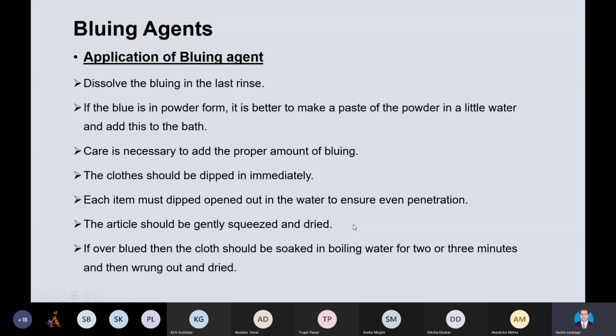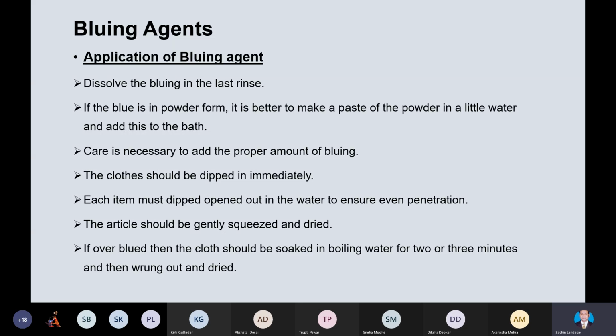Now, whenever you are squeezing, carry out gentle squeezing. If you carry out too much squeezing or wringing, from the wrung portion the maximum of the tinting agent will go. Again, that will cause uneven application of the bluing agent. So you have to carry out proper wringing or squeezing, and then carry out the drying. After the drying, we can see the effect of the bluing agent. The yellowness gets masked because of this bluing agent.